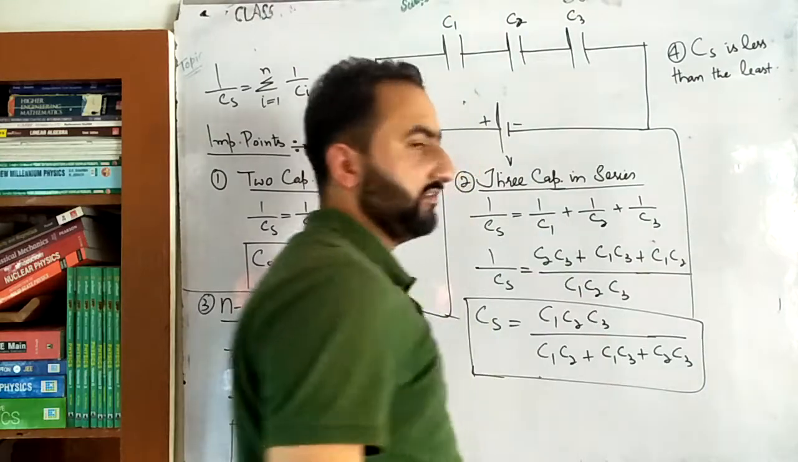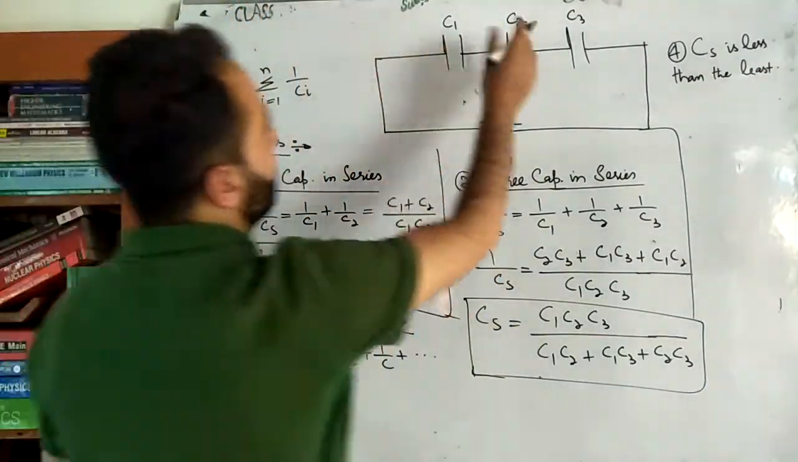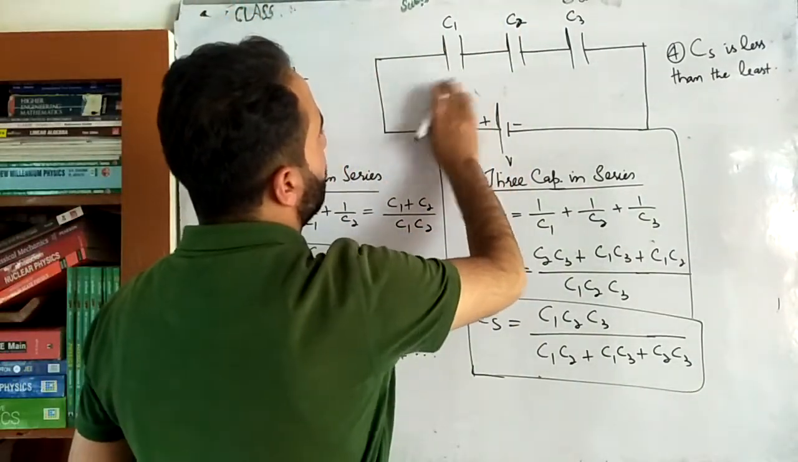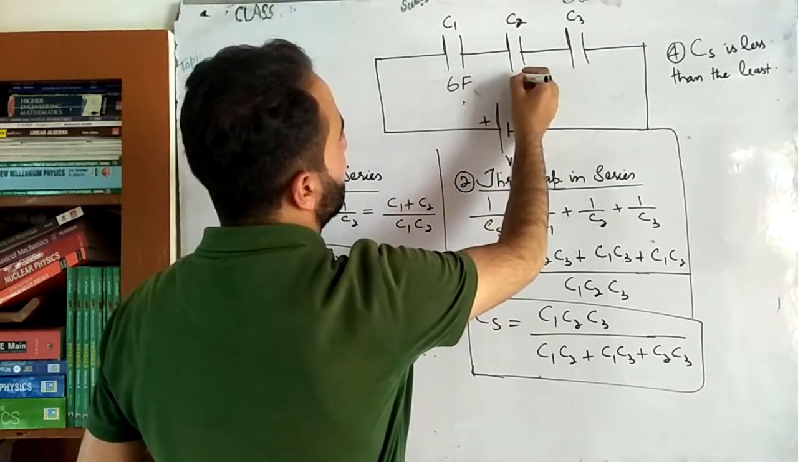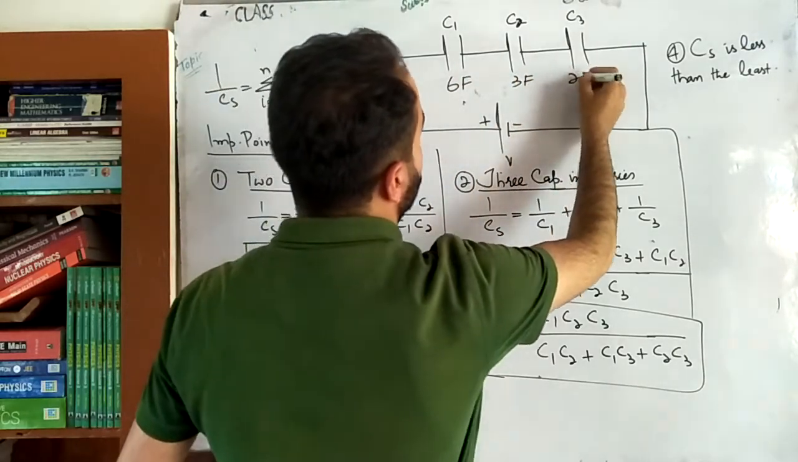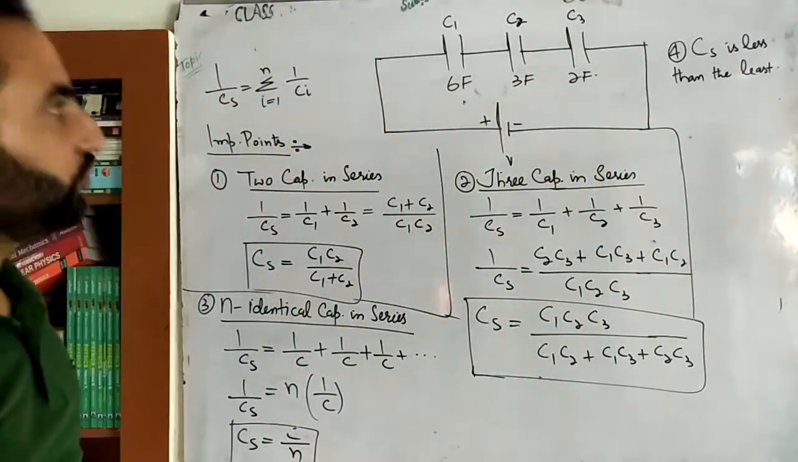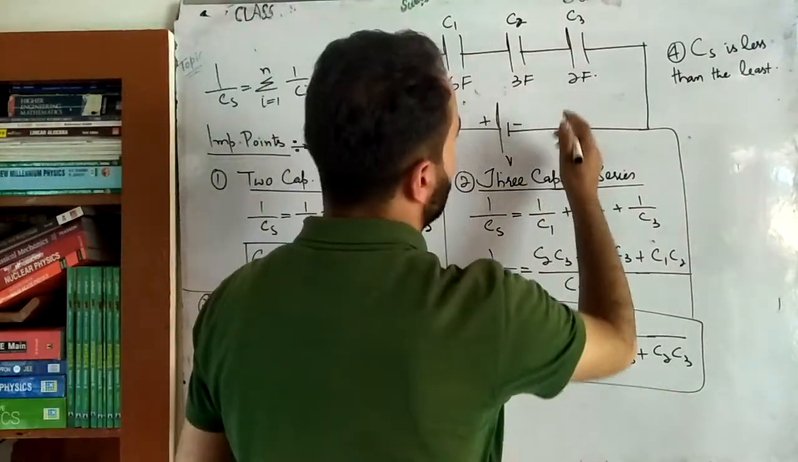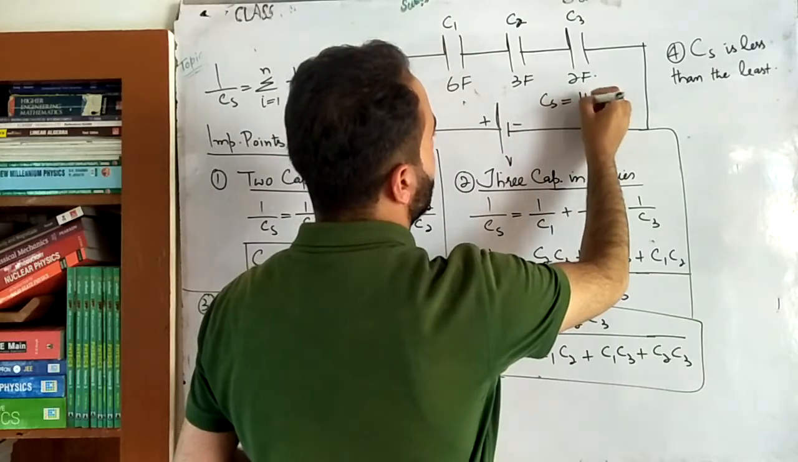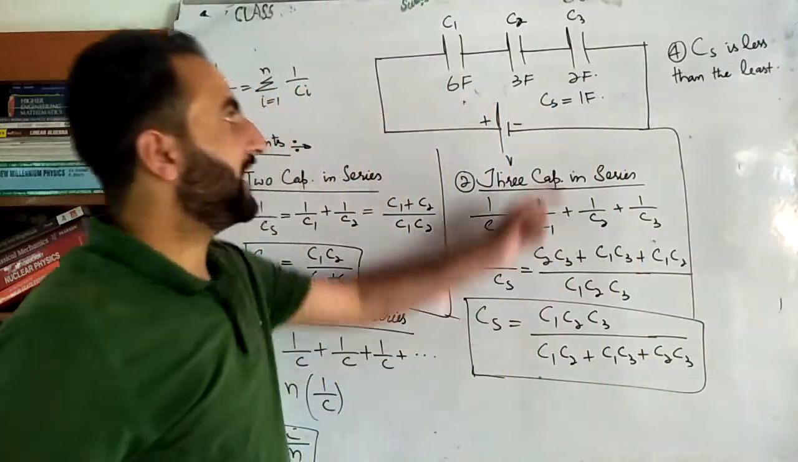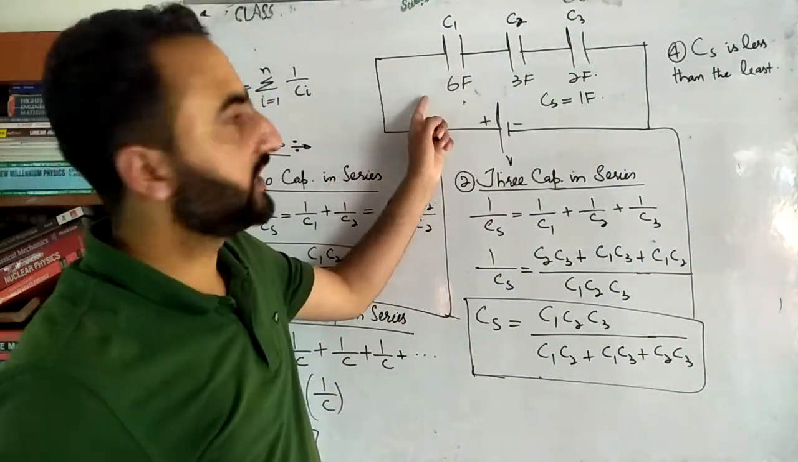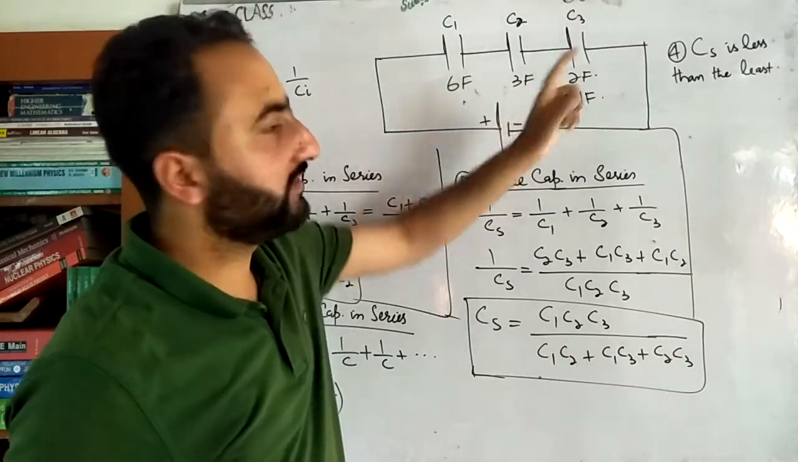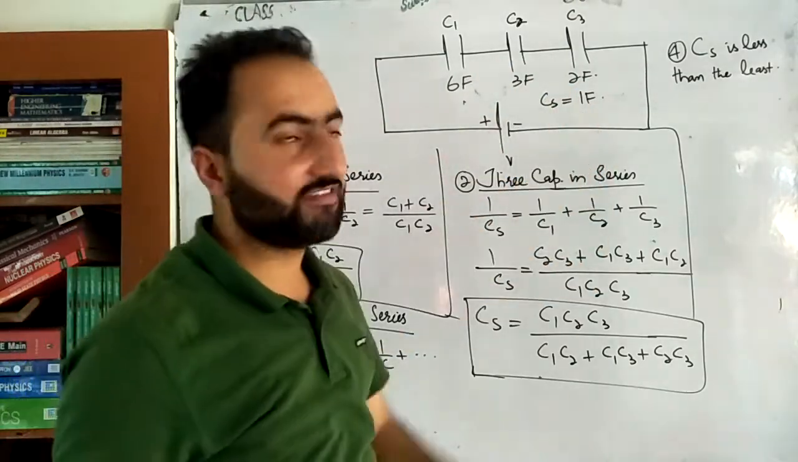Less than the least means that suppose there are 3 different capacitors like this: 6 farad, 3 farad, and 2 farad. Later on we'll calculate the equivalent capacitance, and it will come out to be 1 farad. Now this 1 farad is less than the least out of the 3. The least is 2 farad, so this 1 farad is even lesser than 2 farad. That means CS is less than the least.